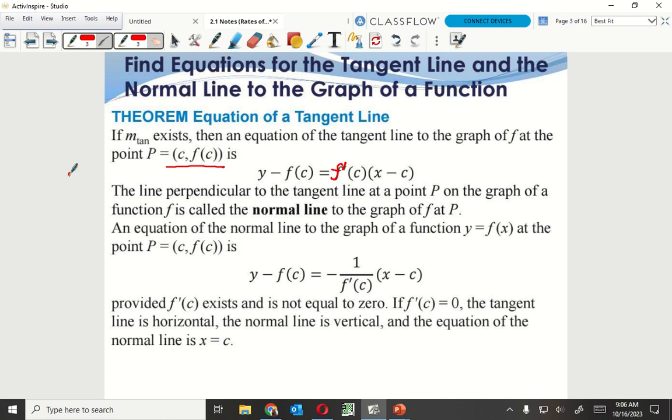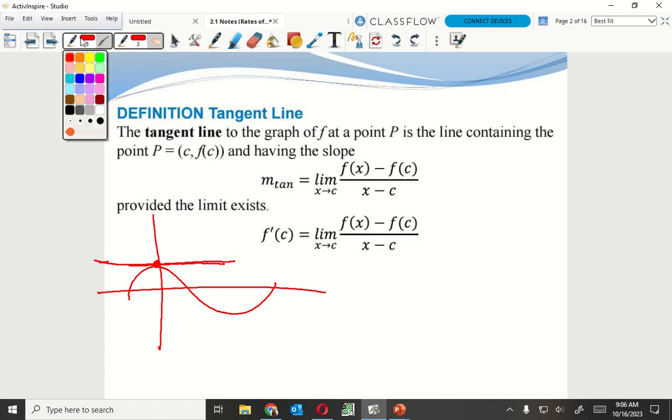The line perpendicular to the tangent line at point P on the graph of a function is called the normal line. So if it's perpendicular to the tangent, let me go back to my little diagram right here. I have a tangent line here. The perpendicular would be going here, creating a 90-degree angle with the tangent. So the tangent touches it there. The normal is perpendicular to the tangent. You guys remember that little box that you put in there? Perpendicular means creating a right angle? Yeah. Okay, good. Just making sure.